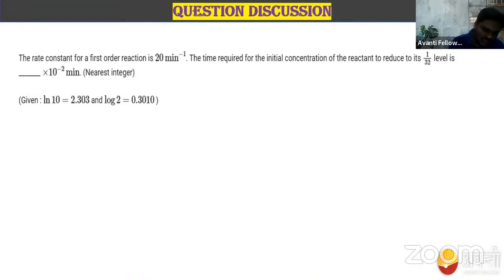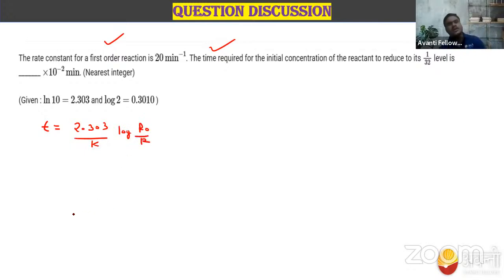Okay. So the next question is, the rate constant for the first order reaction is given, and the time required for the initial concentration of the reactant to reduce to 1 by 32 level is this. So this is the first order reaction, and you have to calculate the time required. So we know what formula we use for calculation of time required for the first order reaction, that is T is equal to 2.303 divided by K, and this is log R naught by R. Okay? This is log R naught by R.